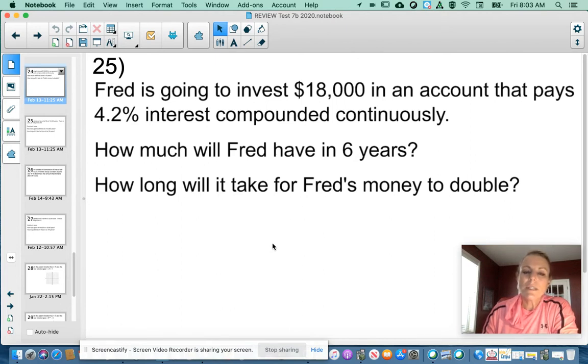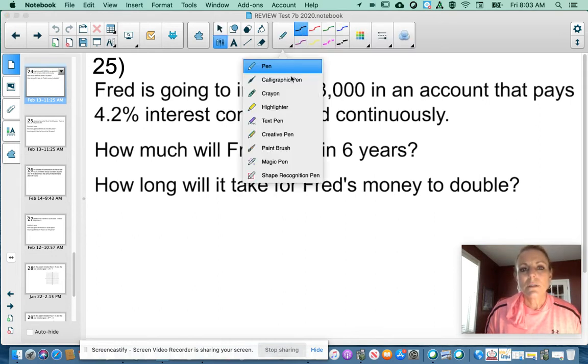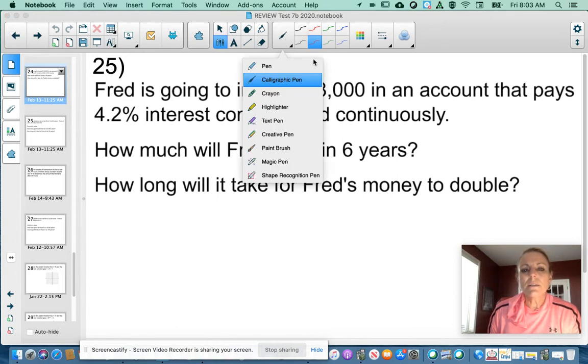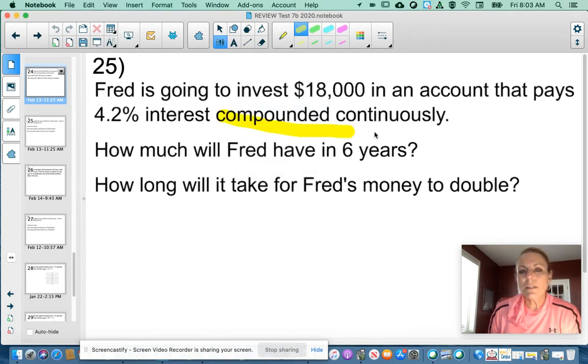First of all, we're going to answer, how much will Fred have in 6 years? We already know how to do that. That is going to be very similar to a problem we did in class when we reviewed for the test, which was yesterday. And this first part is going to be very similar to number 1 on the take-home test. So the key is compounded continuously.